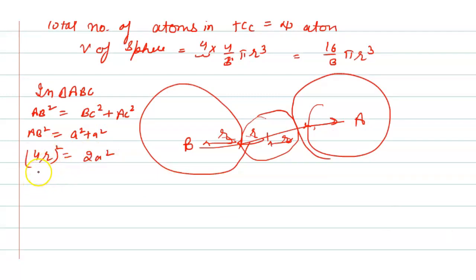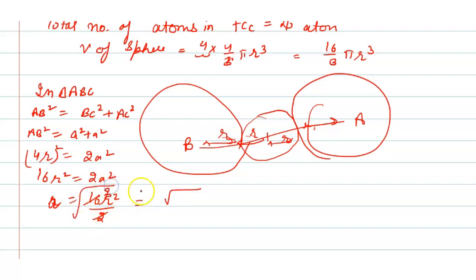So 4 4s are 16, r square is equal to 2a square. So we will find r in terms of the value of a. So a is equal to 16 r square upon 2. Now 2 8s are 16, so we will get the root here, because here is a square, so it is 8 r square. So we will get 2 root 2 r.